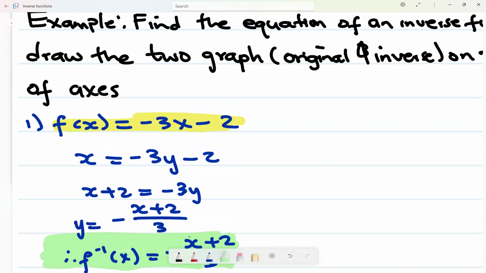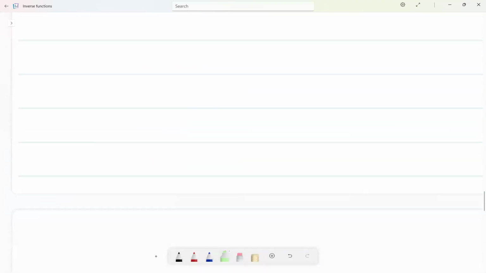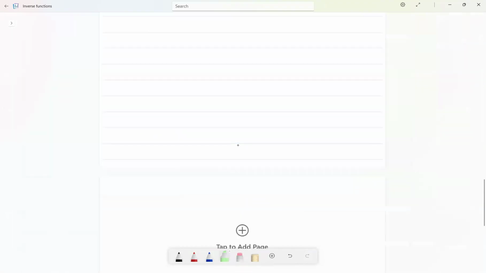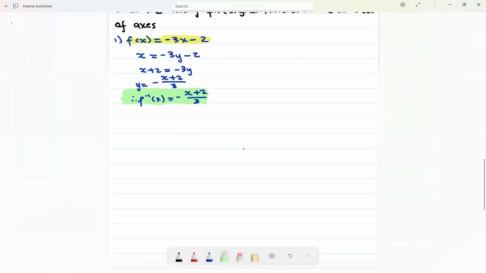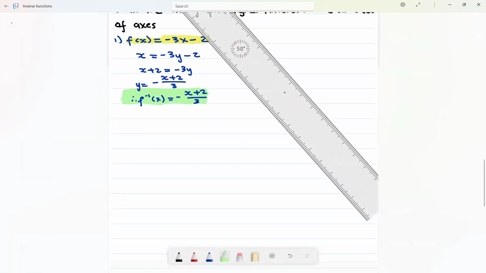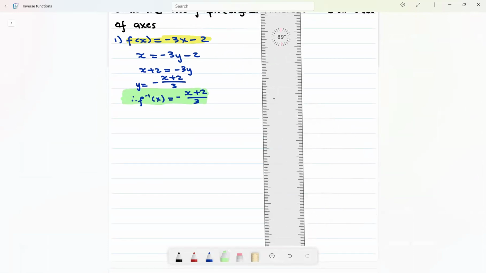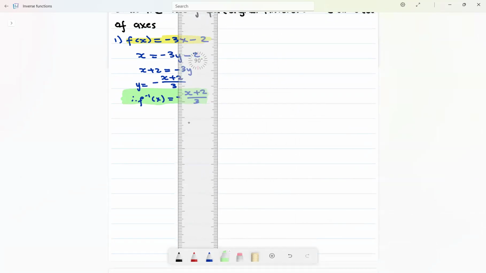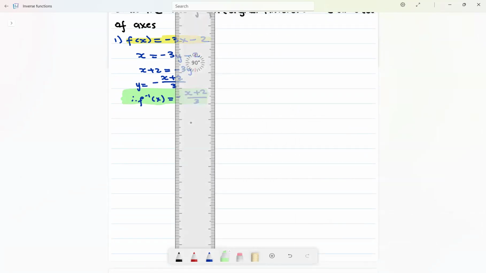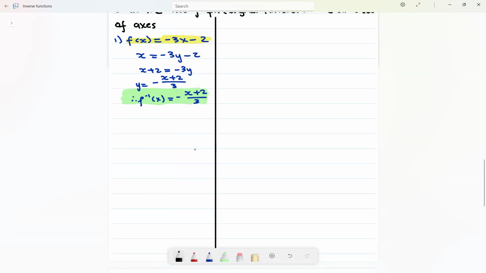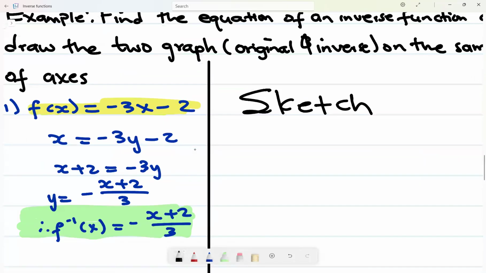I'll say, okay, let me just divide my page into two. Allow me to zoom out a little bit like that. Here I'll use the first one to sketch. On this one, it will be my sketch.